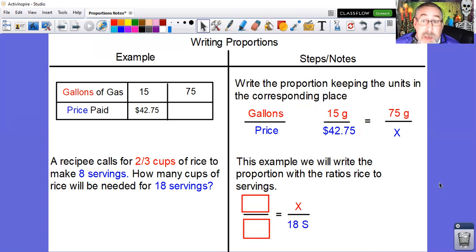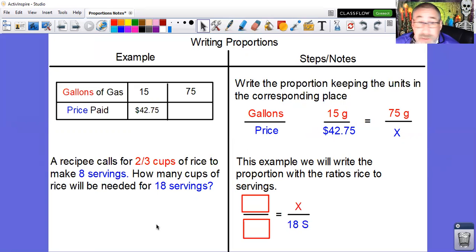That's our missing spot. So again, as long as gallons are in the same place on both sides of the equal sign, we could have had the price over the gallons. Most of the time when you deal with money, money's going to be in the top part. But as long as it's the same on both sides of the equal sign, you're fine.